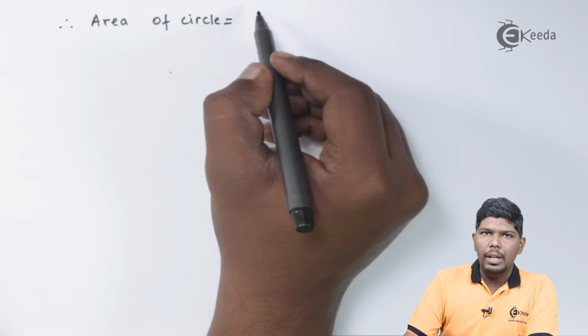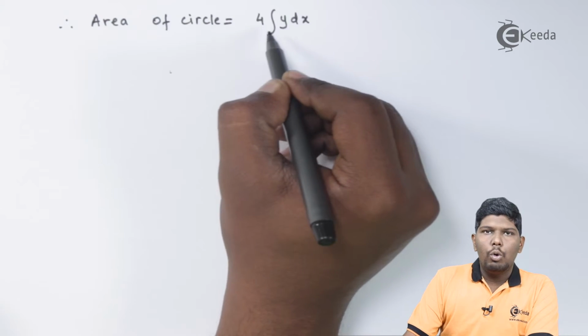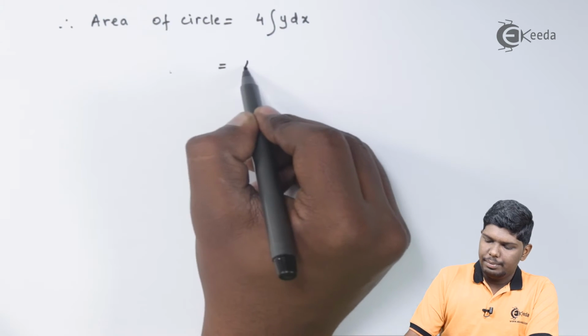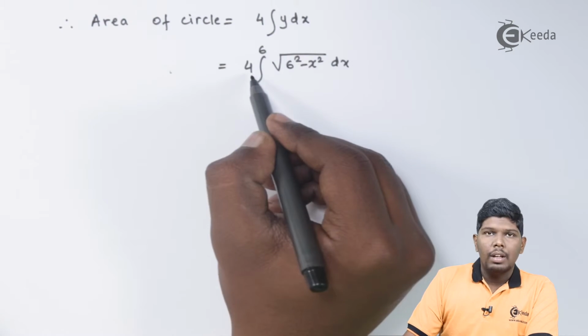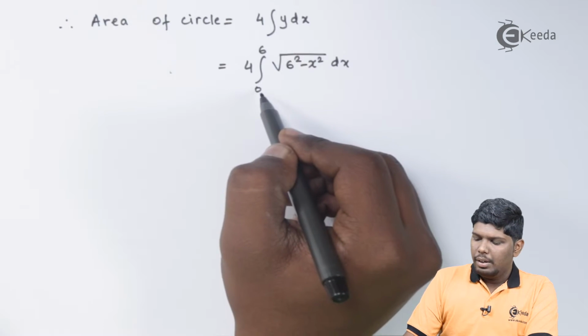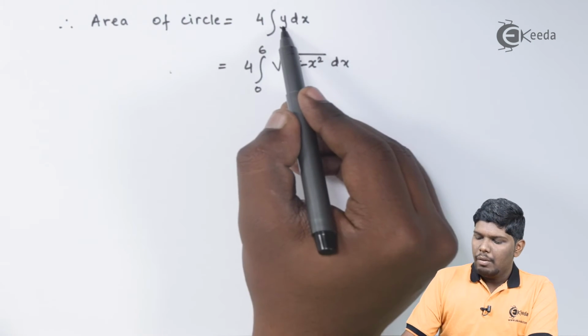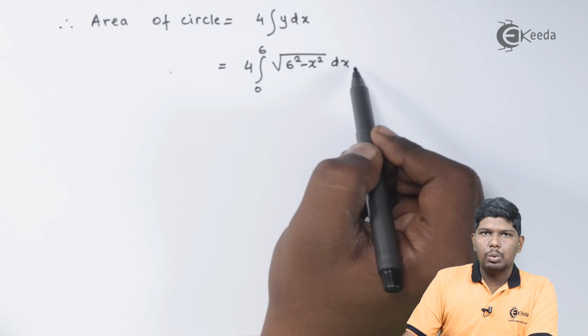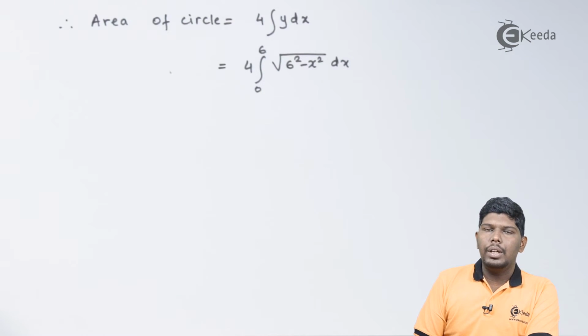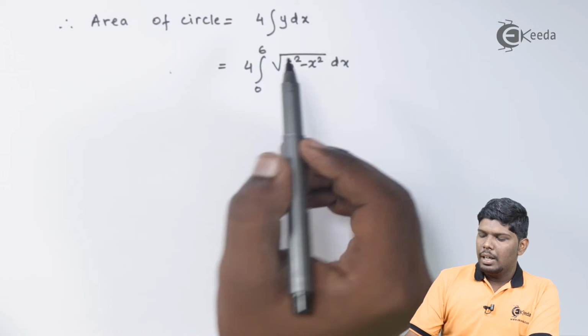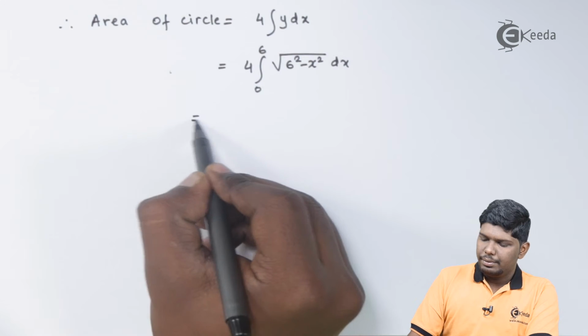Therefore area of circle will be 4 into integral y dx. That will give you 4 into limits of x are 0 to 6. Value of y is under root 6 square minus x square dx. To find the integration of this expression, we can compare it with integral under root a square minus x square, which will give you x by 2 under root a square minus x square plus a square by 2 sin inverse x by a. Here the value of a is 6.